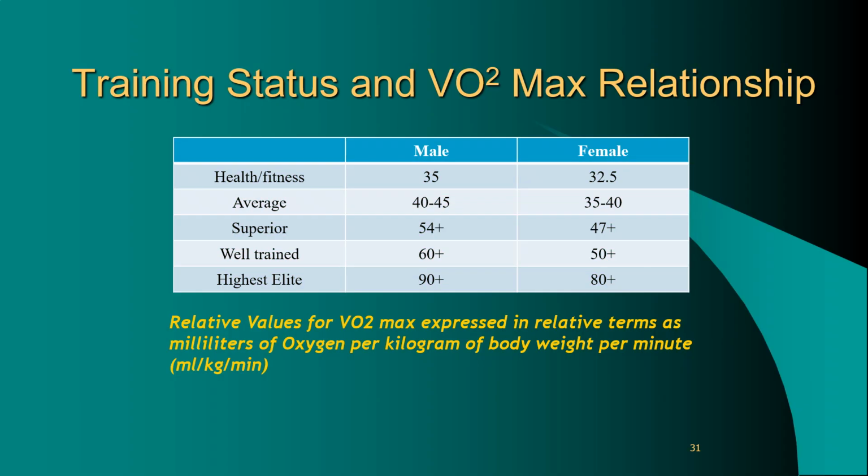So here's a comparison of training status and VO2 max relationships. Our goals may be, for someone that we're working with, maybe a special population, to get them to the 30s if we can, because that means that getting through everyday life without shortness of breath and without difficulty is going to be a lot better. So we improve their functional capacity. You can see that for some of the highest elite athletes it's in the 90s and 80s, respectively, males and females. And improving upon that, even for someone that has disease conditions, is going to improve their overall outcomes in life.